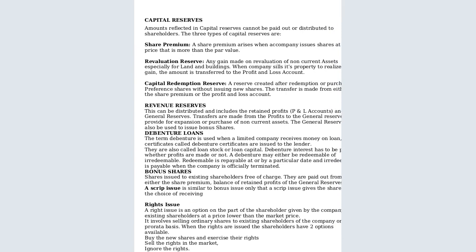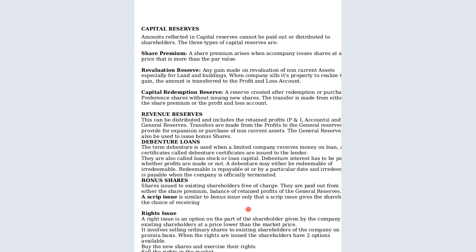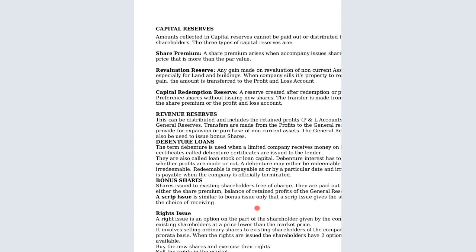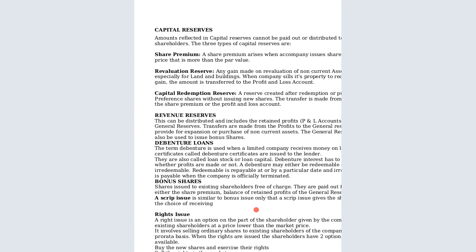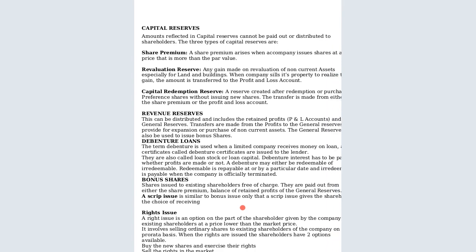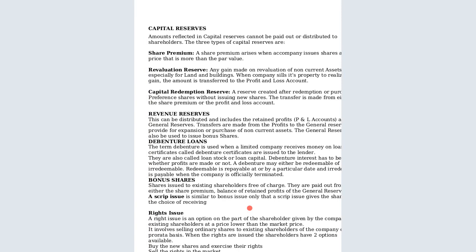So then the next one is debenture loans. So I've said that a debenture is just like a loan, only that mostly we use the word debenture when it comes to companies. And we are told that the term debenture is used when a limited company receives money on loan and certificates called debenture certificates are issued to the lender. So it's just like a normal loan, only that now in this case, when the company receives a loan, they give a debenture certificate to the lender of that loan. And they are also called loan stock or loan capital. And we have said in our discussion up there, debenture interest has to be paid, and it is an expense.